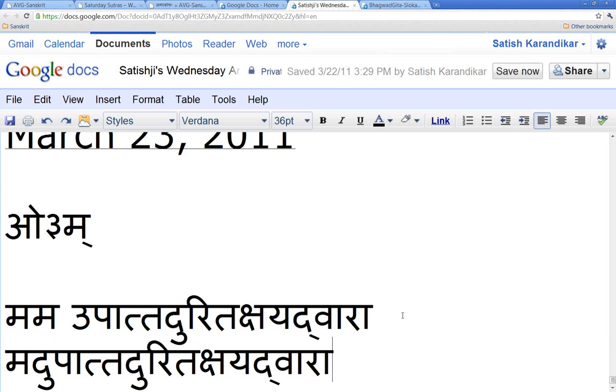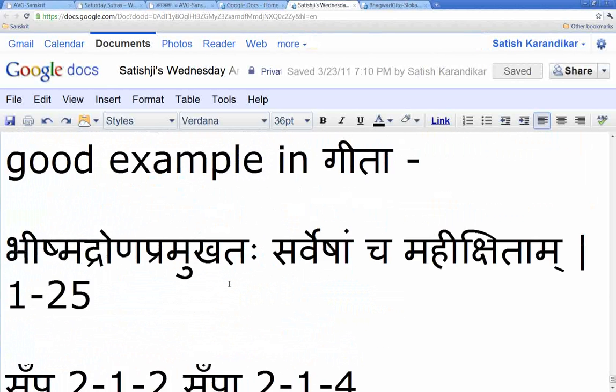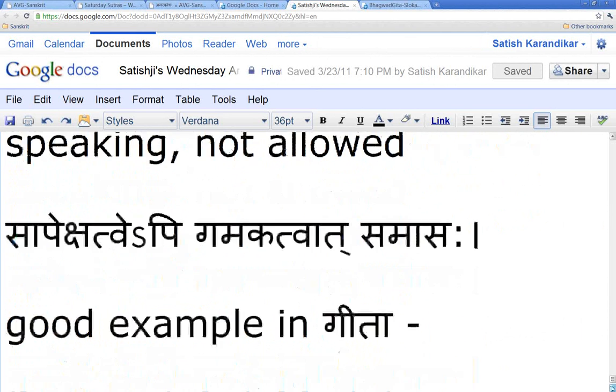Madupatta would be nice. So this is what I was talking about last time: Savisheshananam Vrittirna, and the other thing, Vrittasya va Visheshana Yogo na, that which is in a vritti will not take a Visheshanam outside. You have to be careful about that. You should not say Vrittasya Raja Purushaha, Devadattasya Gurukulam. These kinds of things are strictly not allowed, but sometimes you will see them, and they use a principle called Sapekshatve api Gamakatvat Samasaha. Even though technically this compound should not be formed, because it leads you to that meaning, it is allowed.